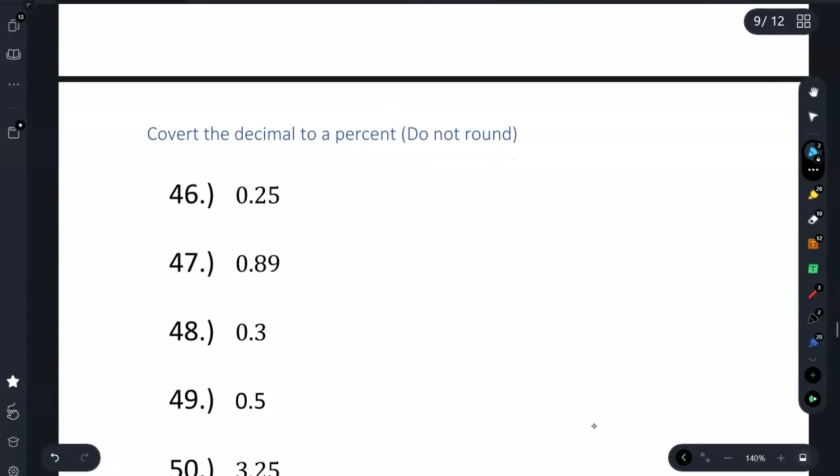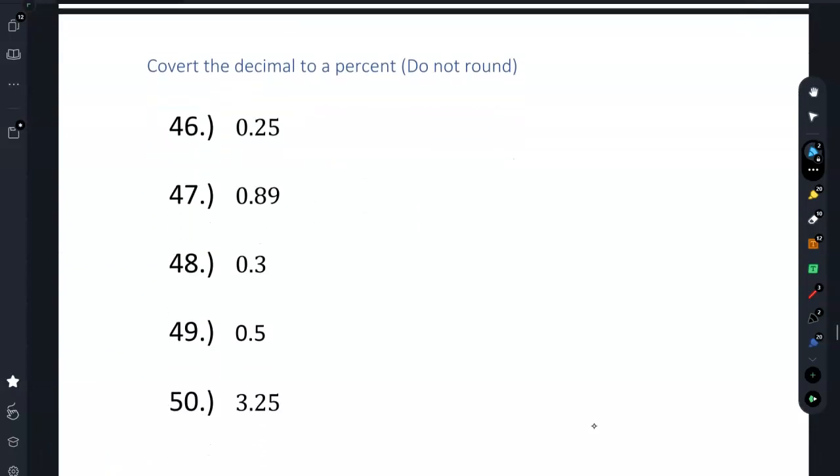So in the remaining problems, we're going to be dealing with percentages. So starting with 46, I want to convert the decimal to a percentage. All we're going to do, if we're converting a decimal to a percentage, we move the decimal 2 times to the right. Now, some instructors will teach this as multiply by 100. That's the same exact thing as moving the decimal place 2 times to the right. So I grab my decimal and I move it 2 times to the right.